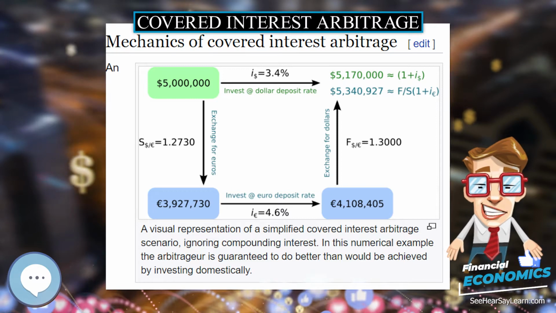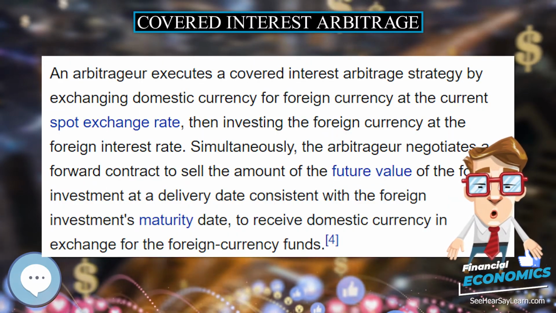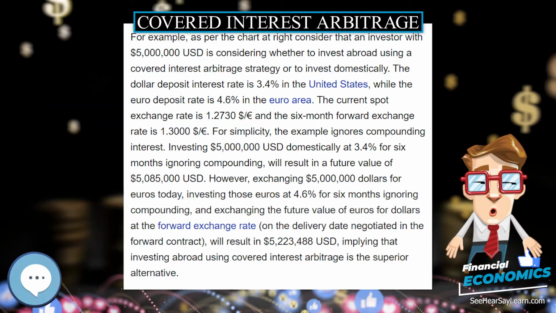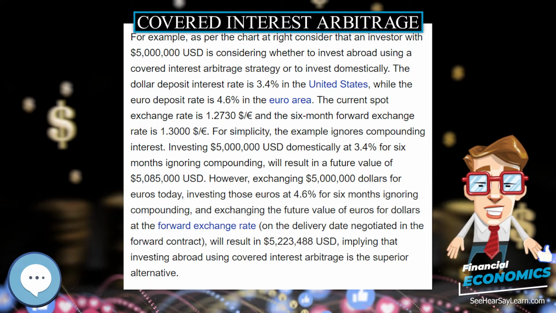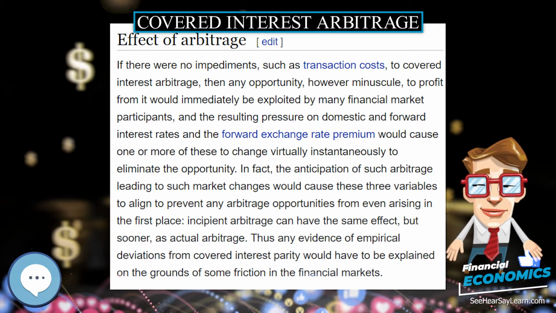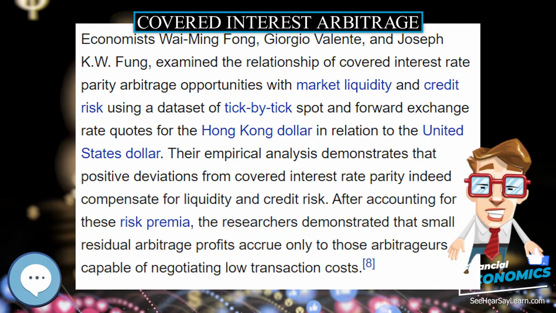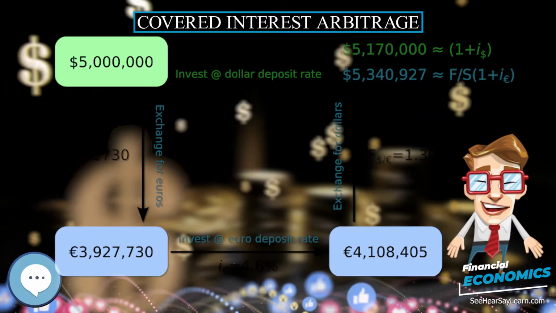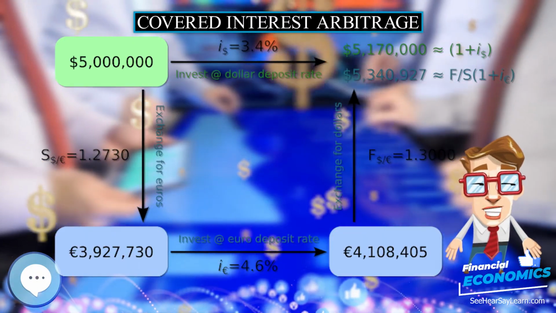In fact, the anticipation of such arbitrage leading to such market changes would cause these three variables to align to prevent any arbitrage opportunities from even arising in the first place. Incipient arbitrage can have the same effect, but sooner, as actual arbitrage. Thus any evidence of empirical deviations from covered interest parity would have to be explained on the grounds of some friction in the financial markets.